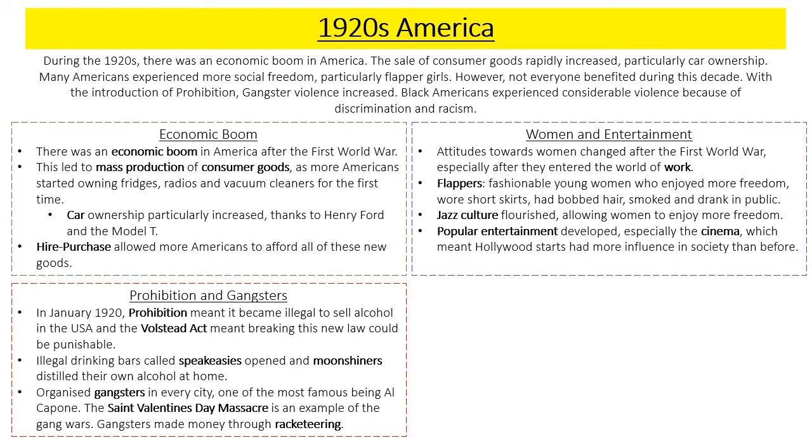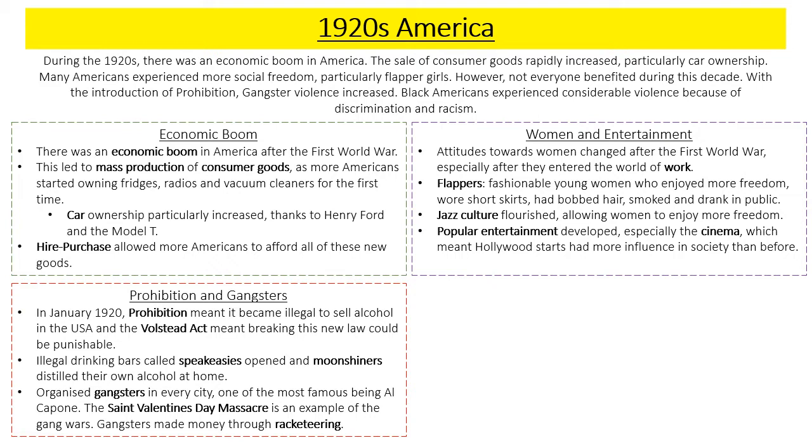But this didn't stop Americans from engaging with alcohol, as we see the emergence of something called speakeasies. So these were illegal drinking bars where people could sell alcohol and drink it in secret. We also saw something called moonshiners emerging. So these were people who would distill or make their own alcohol at home.